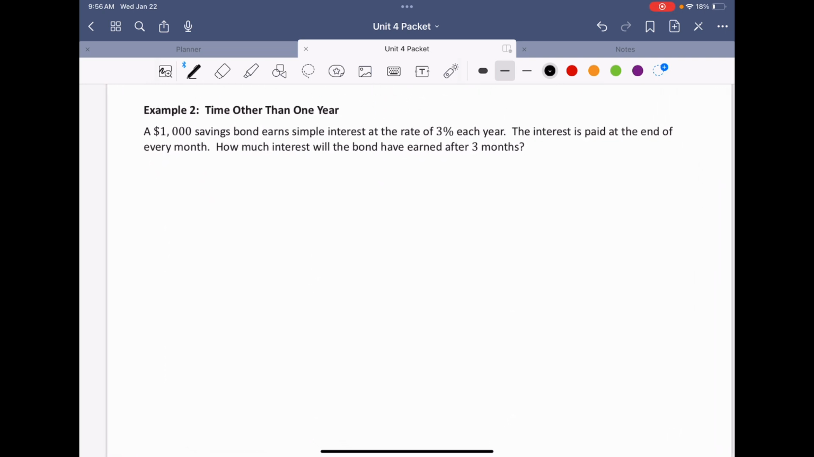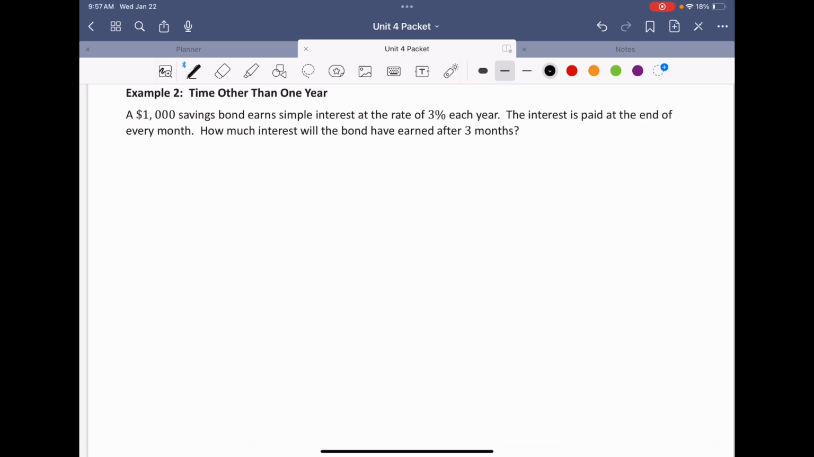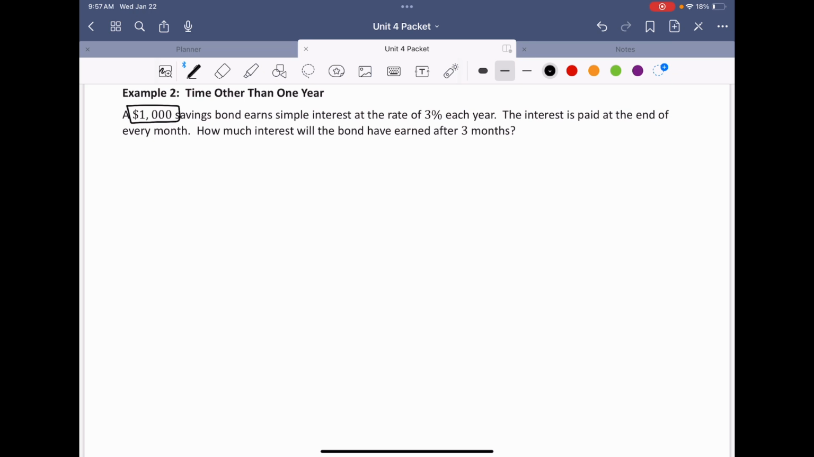So now we're going to look at what happens when we have time that is not given in a year. So it says a $1,000 savings bond earns simple interest at a rate of 3% each year. Interest is paid at the end of every month. How much interest will the bond have earned after 3 months? Okay, so $1,000 savings bond means that's how much was invested. We want the interest at a rate of 3% per year. But this time it asks us how much it's earned after 3 months.